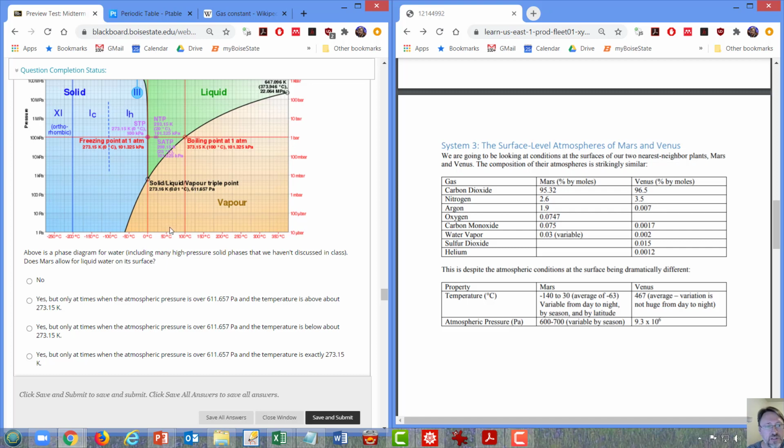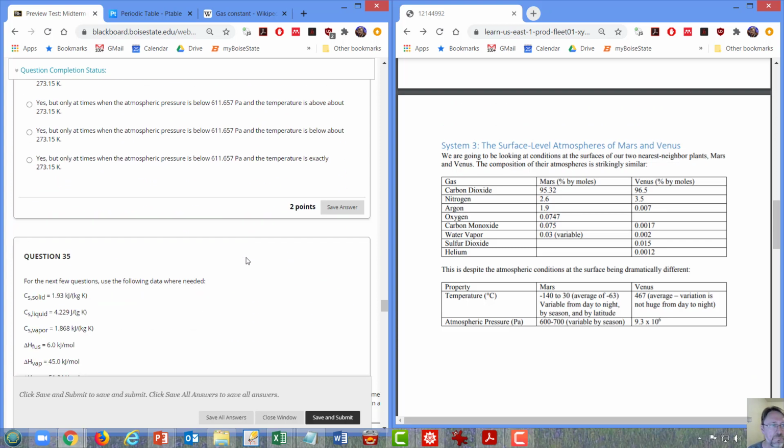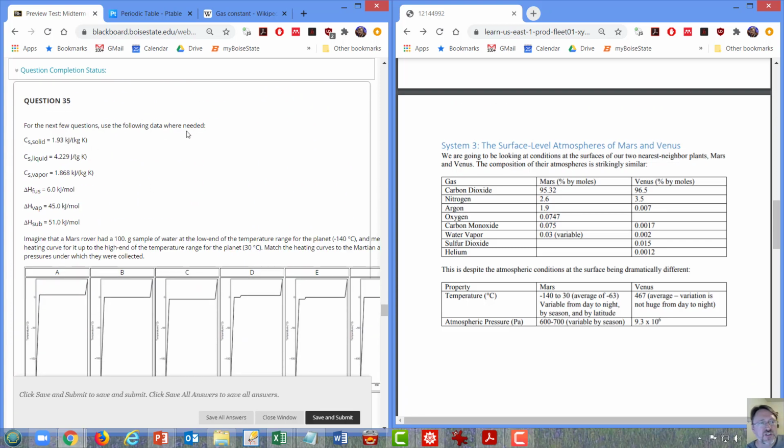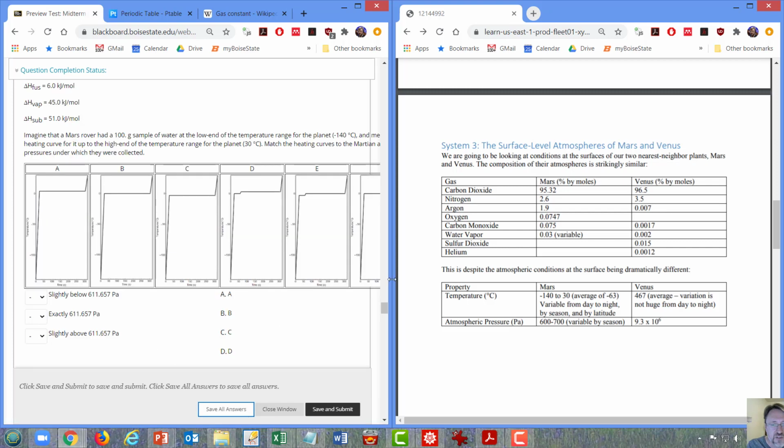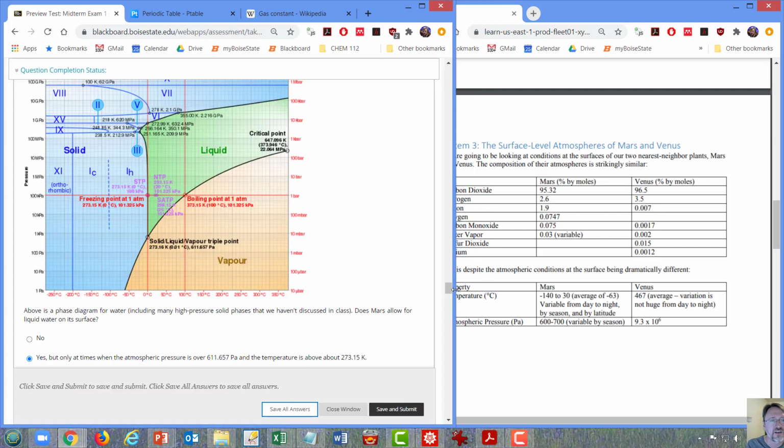So in order for there to be liquid water on the surface, we have to be above that point and above this temperature. So it has to be above this pressure over and above the freezing point, which is that. So there, done. The next few questions, we use this data where needed. All right, we have a Mars rover. I'm going to have to expand this a little bit so we can see the side.